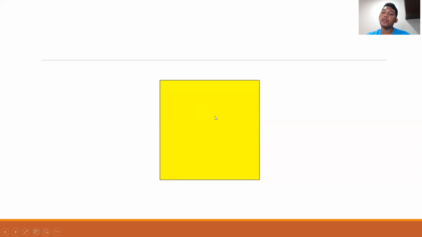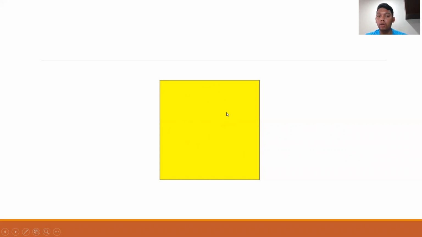now let us try to consider a square. So let's say a yellow square, and then let's try to cut this yellow square into four other measurements.